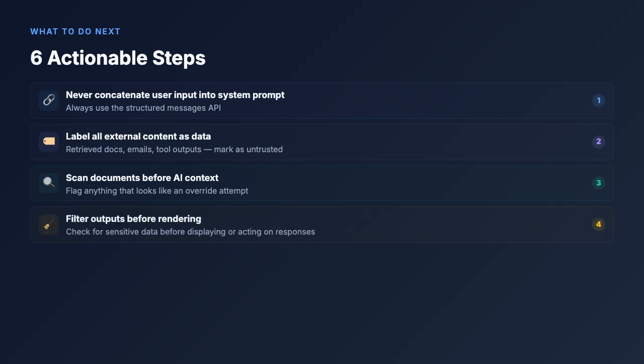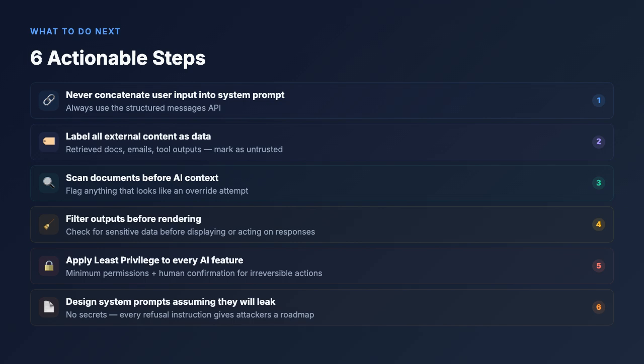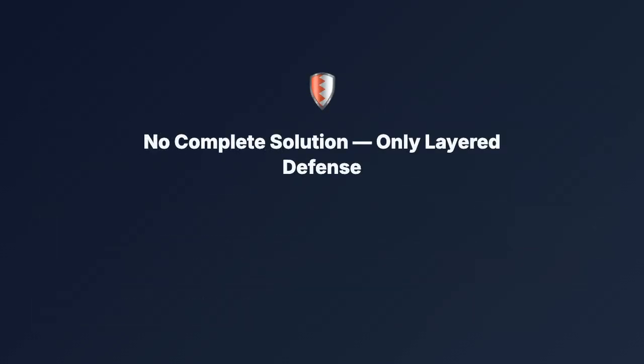Step 4. Filter outputs before rendering them to users or acting on them downstream. Step 5. Apply least privilege to every AI feature. Give the model minimum permissions and require human confirmation for irreversible actions. Step 6. Design your system prompt assuming it will be leaked. No secrets. Every refusal instruction gives attackers a roadmap. Remember, there is no complete solution to prompt injection today, only layered defense. Build systems that make injection harder to exploit and that limit the damage when it does succeed.